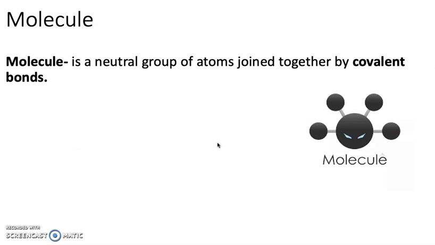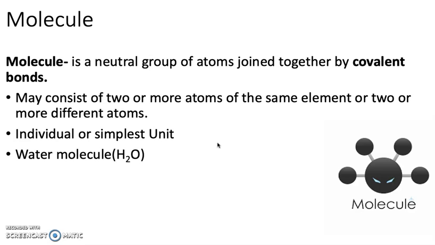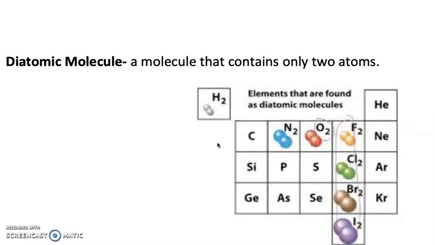Now, what is a molecule? A molecule is a neutral group of atoms joined together by covalent bonds. Okay, it may consist of two or more atoms of the same element, or two or more different atoms. This is what we consider the individual or simplest unit, and that's what a molecule is. For example, the water molecule, H2O, the hydrogen bonded to the O, bonded to the H, or the sugar molecule, sucrose.